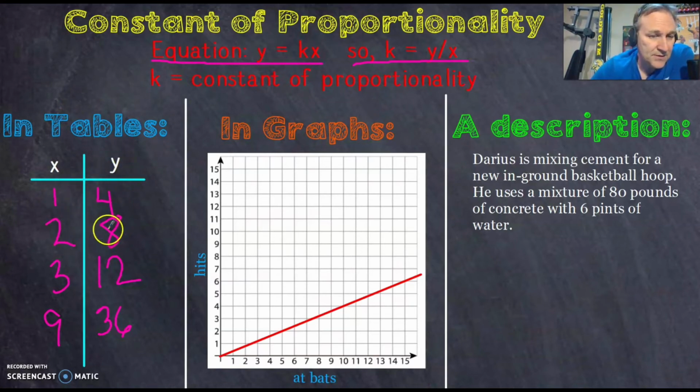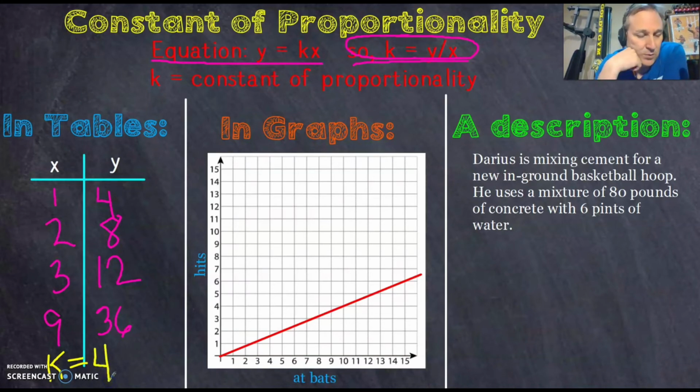Is it true for all of these? 8 divided by 2 is 4. 12 divided by 3 is 4. 36 divided by 9 is 4. So this right here is true. We found the constant of proportionality. In this case, k stands for constant, and the constant of proportionality is 4. Pretty simple, really.